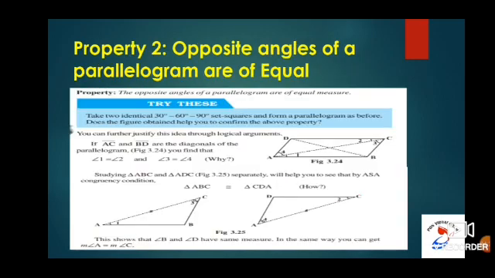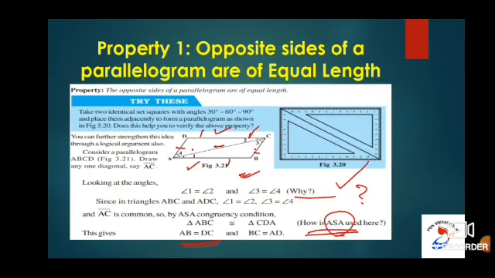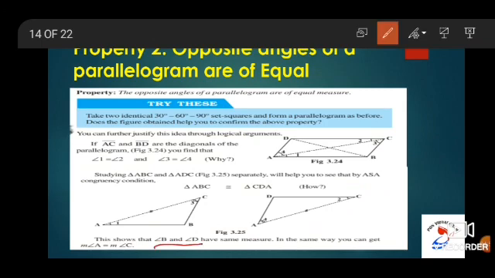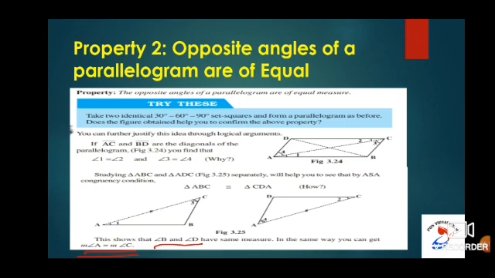Now property number 2, opposite angles of parallelogram are equal. Again it is the same way, you can try this activity when you are free. So that is, again if I say it is opposite angles, angle B and angle D will have the same measure. In the same way, measurement of angle A and angle C will also be equal. So property number 2, that is opposite angles of parallelogram are equal.